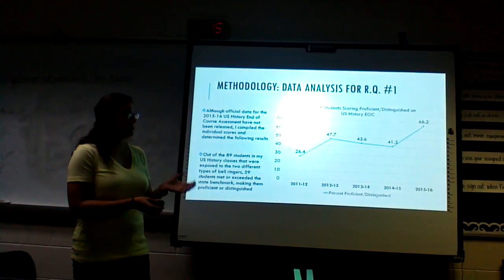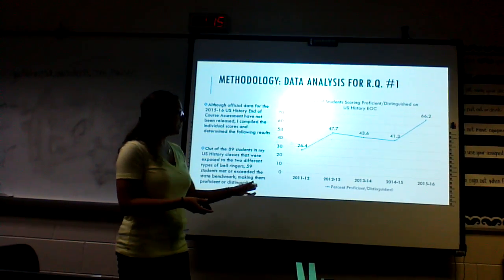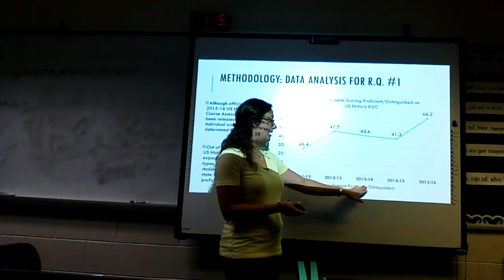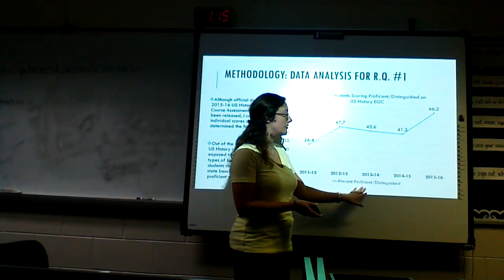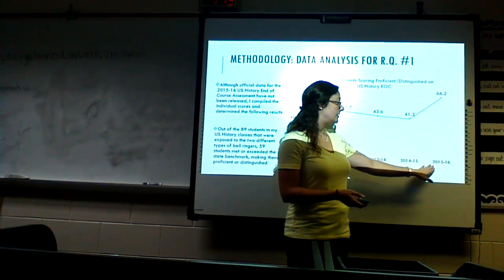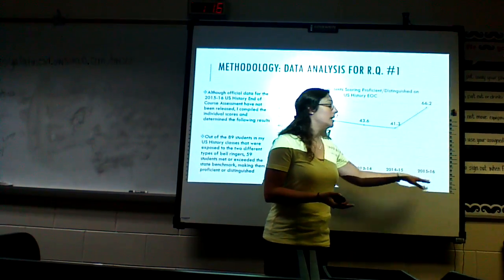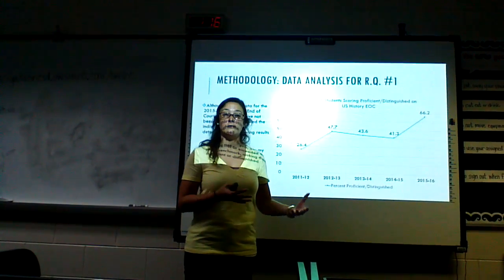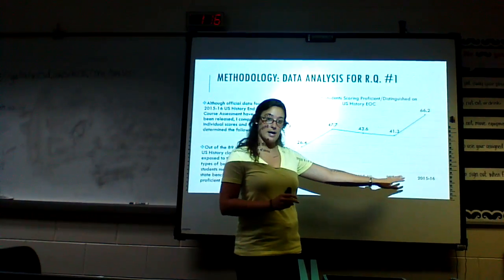Now, this is the data that looks to be the most promising. This is going back to the EOC scores, and again, same percentages here showing the amount of students that scored proficient and distinguished. But this time we've added the data from the 2015-16 school year, so this current school year. Now again, I said that the official data has not been released yet, just the individual scores. So this is a disclaimer, this is all based on my math.